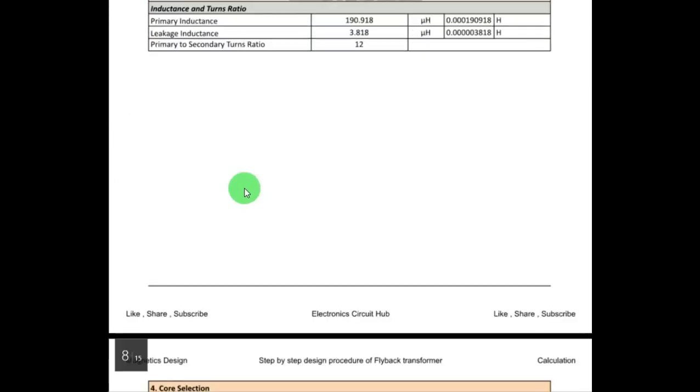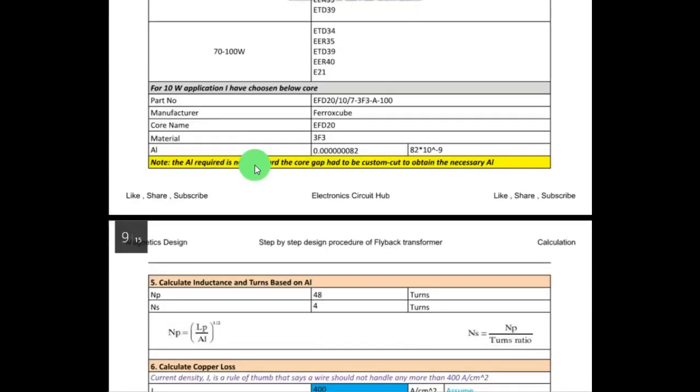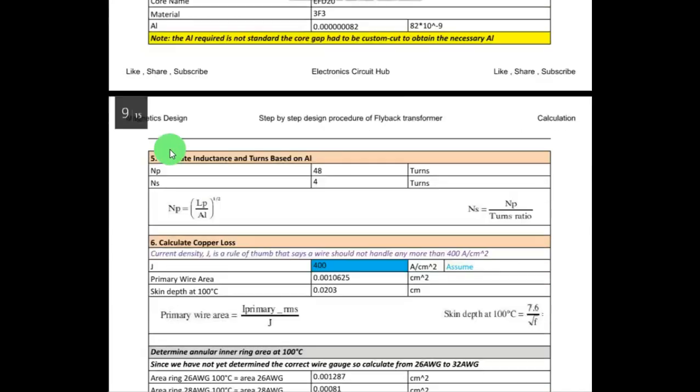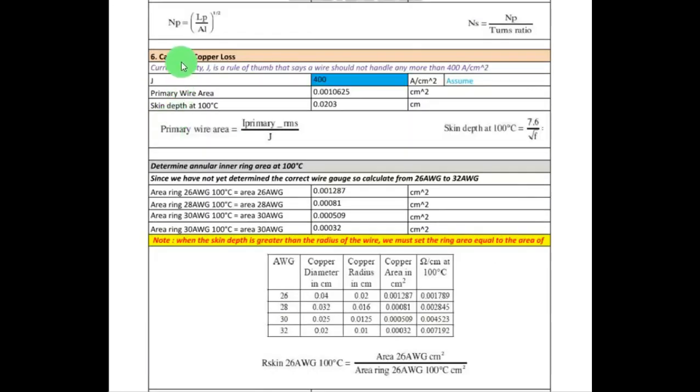Based on your design specification, you have selected the core, and you choose the manufacturer, you choose the material, you choose the core, etc. You have the AL value, then you calculated the primary turns and the secondary turns. You have also calculated the copper loss. So by using these two formulas, I already explained this.